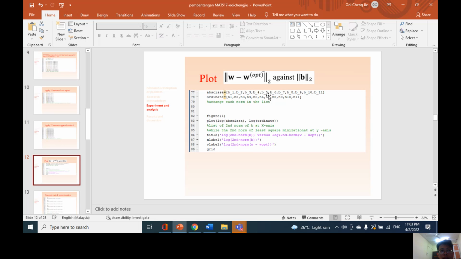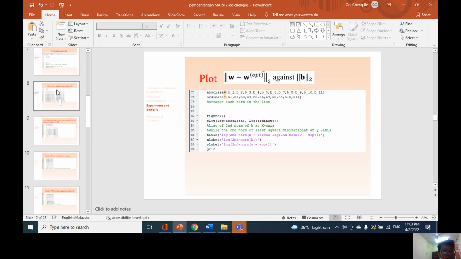And lastly, we are going to plot the graph W minus WOPT against B. Of course, we are using the second norm for these two values.